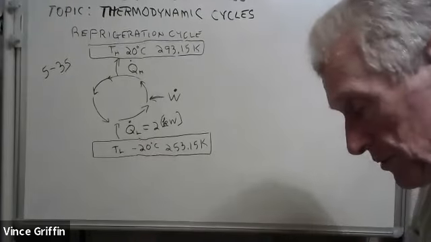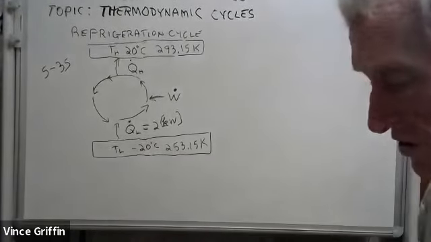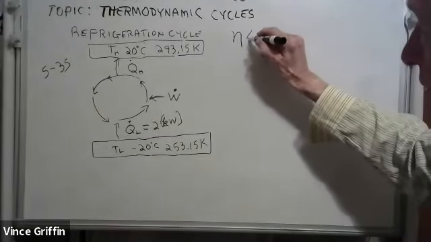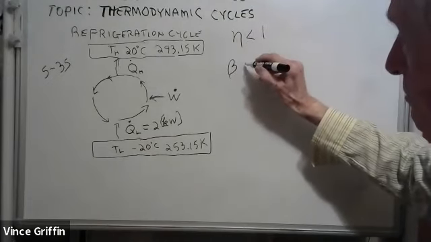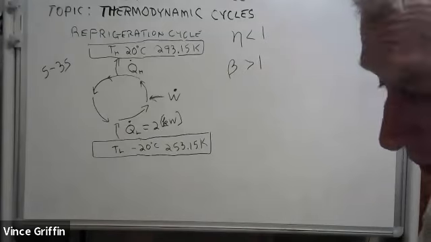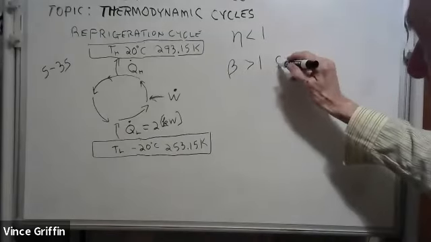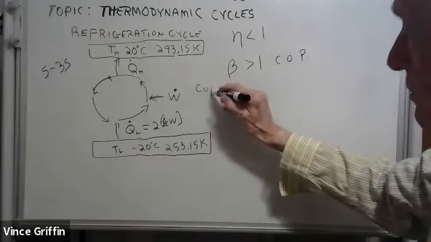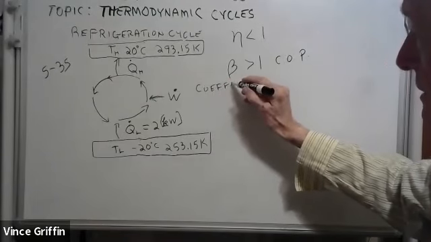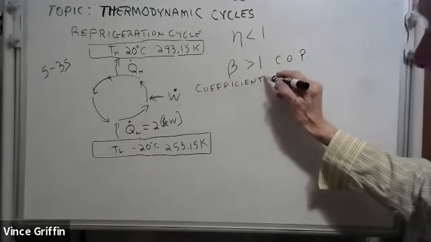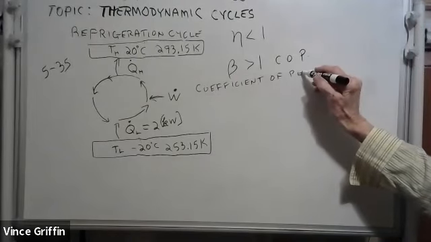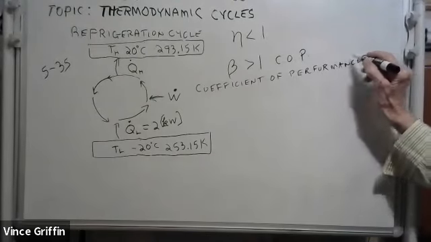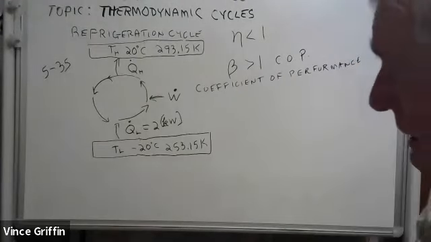Okay. Well, we need to do, they don't call them efficiencies. See, efficiencies are always less than 1, but they call these betas. They're always bigger than 1, and they have a fancy name. They're called the coefficient of performance. And they just use a symbol, the Greek letter beta.